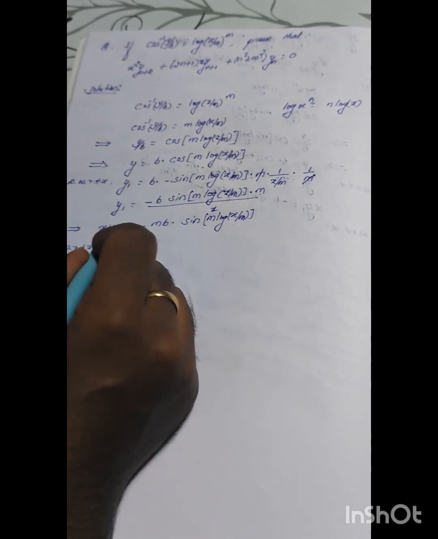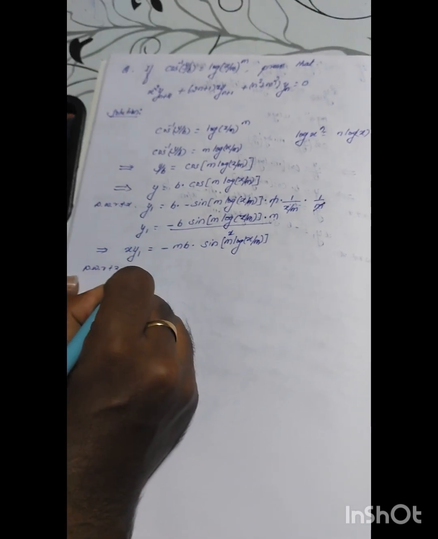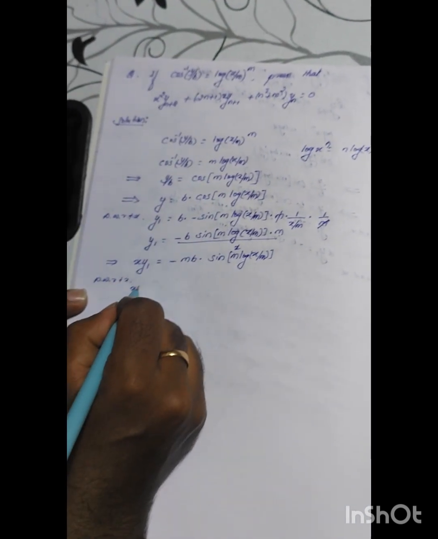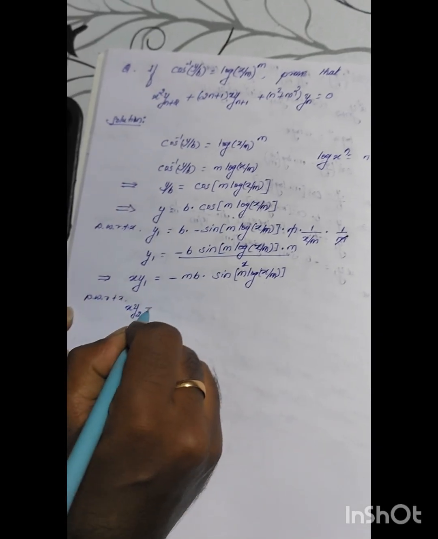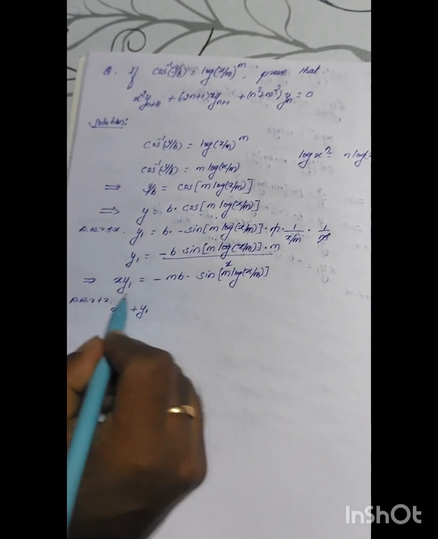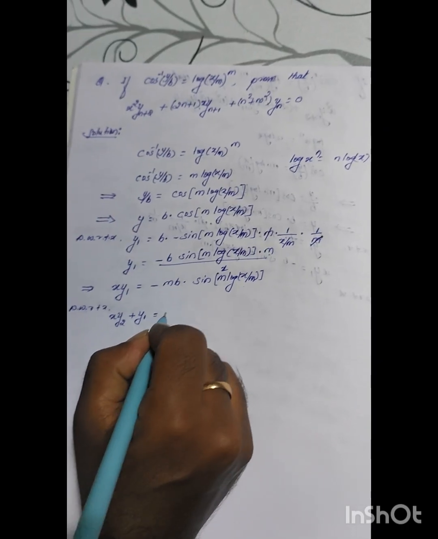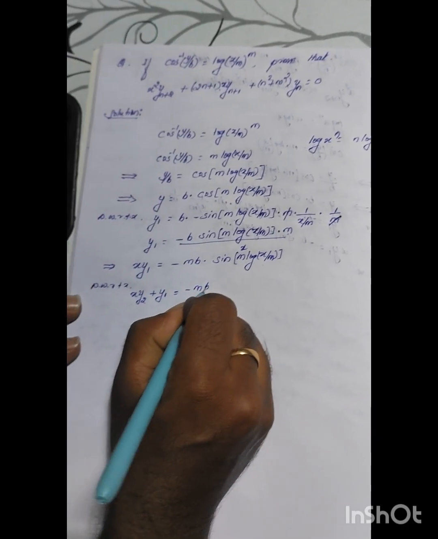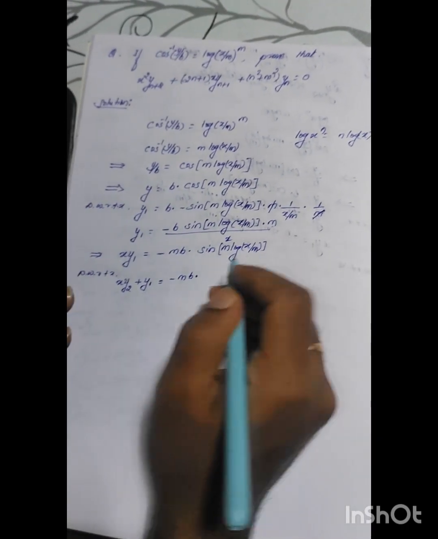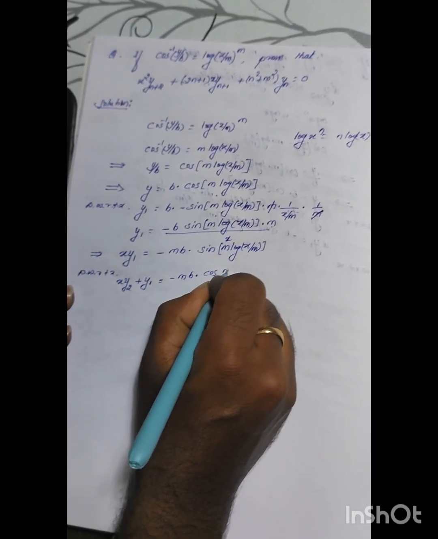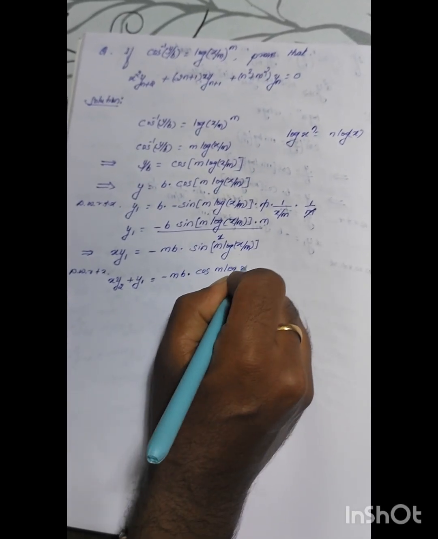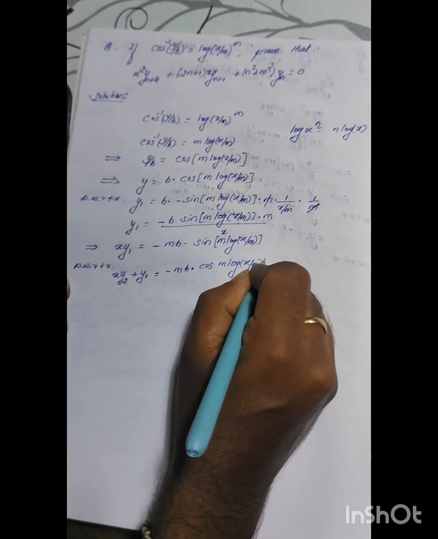Now we will have to apply the chain rule again here. So the first function into the derivative of the second function, that is y2, plus y1 into the derivative of the first function x, that is 1. So xy2 plus y1 will be equal to minus mb, let me write as it is. So sine of something will become cos of m log x over m, right?